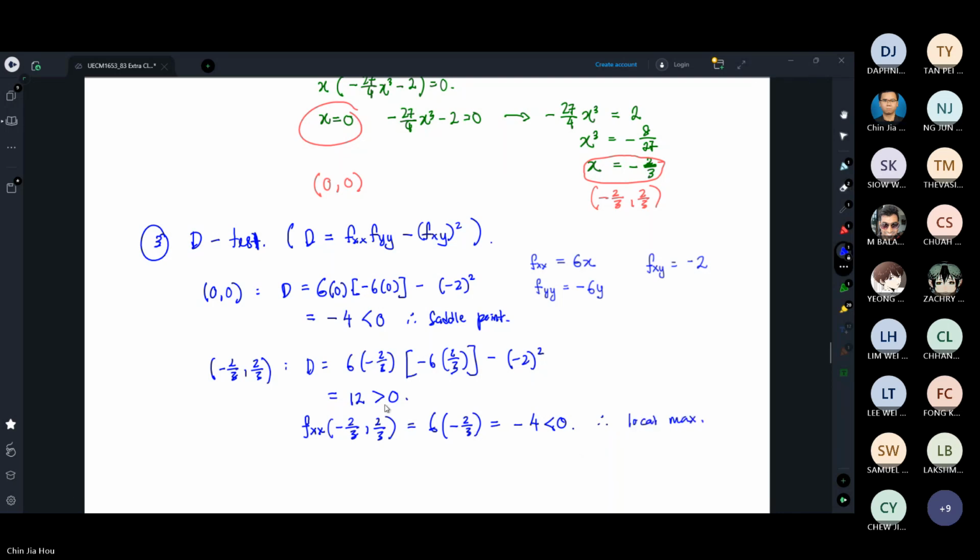That's it. Let me highlight the important part again for you. For each of the points, calculate the D. See if it's less than 0, it is a saddle point, done. If you calculate, you take the value, plug into the D, you get more than 0, you have to find the f_xx. If it's less than 0, local max. If it's more than 0, local min. Okay, that's it.